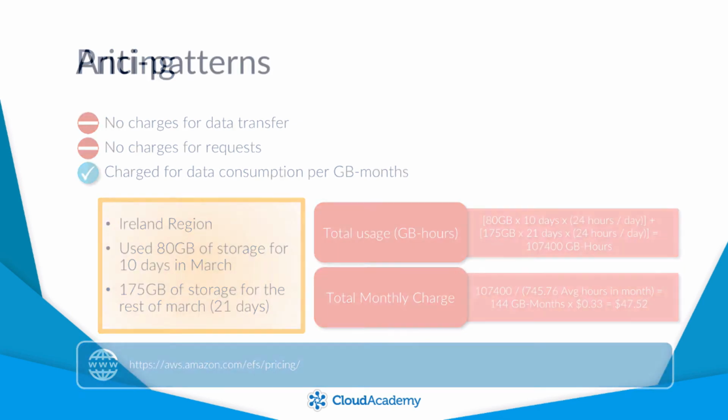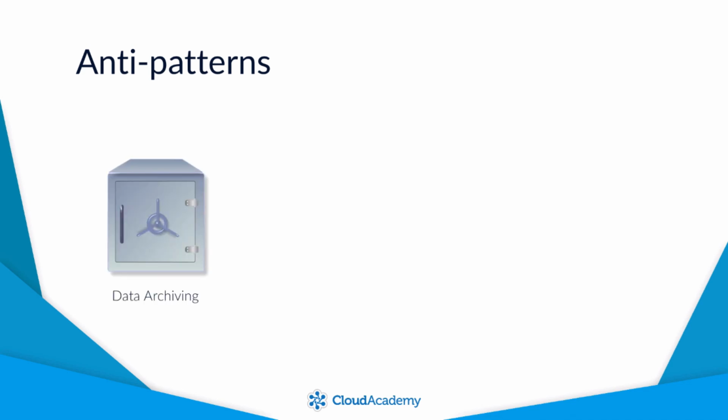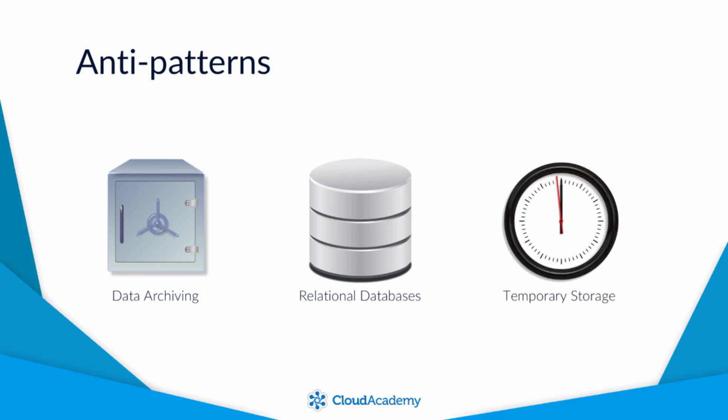As I have already explained, EFS provides file level storage capabilities. As a result, this doesn't make it an ideal solution for data archiving. Instead, we would use Amazon Glacier. Also, relational database data is better suited to EBS, and finally, EFS is not recommended for temporary storage. This should be fulfilled by EC2 instance store volumes instead.